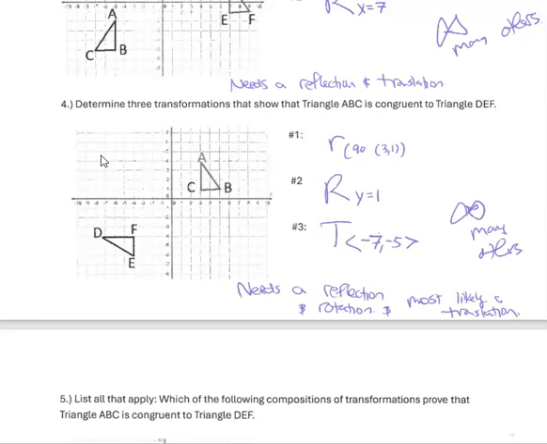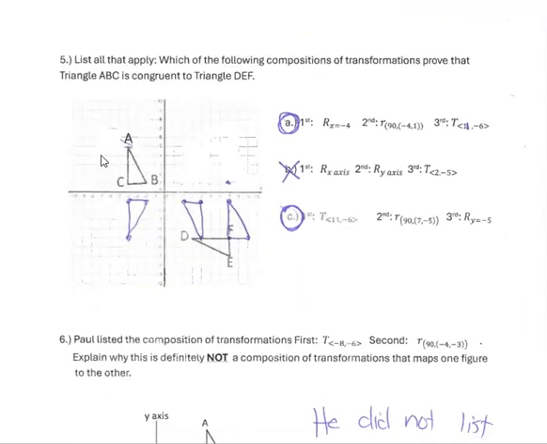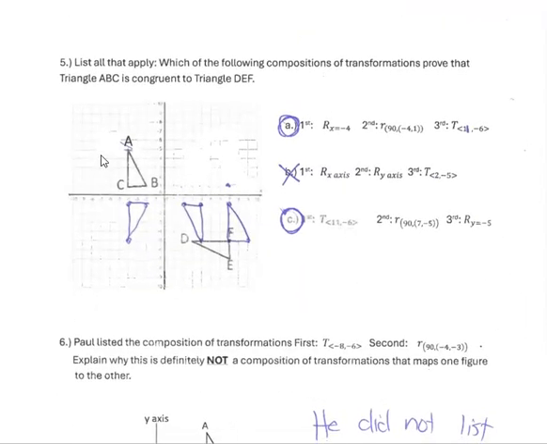Okay. All right. List all that apply. If you try these out, you find that A and C will end up getting ABC on top of DEF, but B does not work. If you try to do B, it does not get ABC on top of DEF. So that would be the only one that would not be an actual proof. The rest of them, when you work through it, do get ABC on top of DEF.